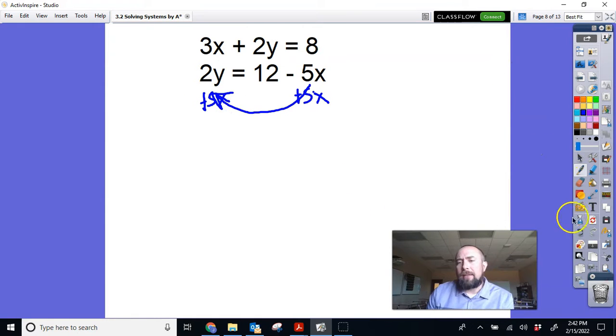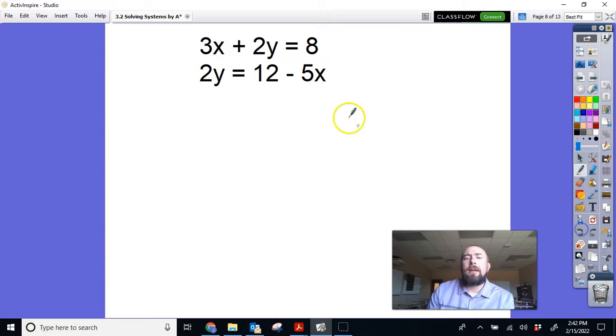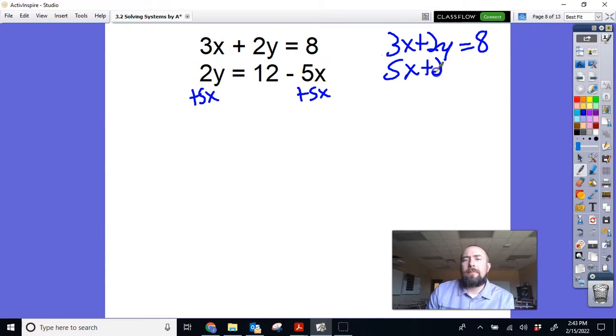If I add 5x on both sides, what we are going to end up having happen there is I'm going to get a positive 5x on this side with the positive 2y. Then I can make it basically look exactly like the original, or I should say the first equation up there.